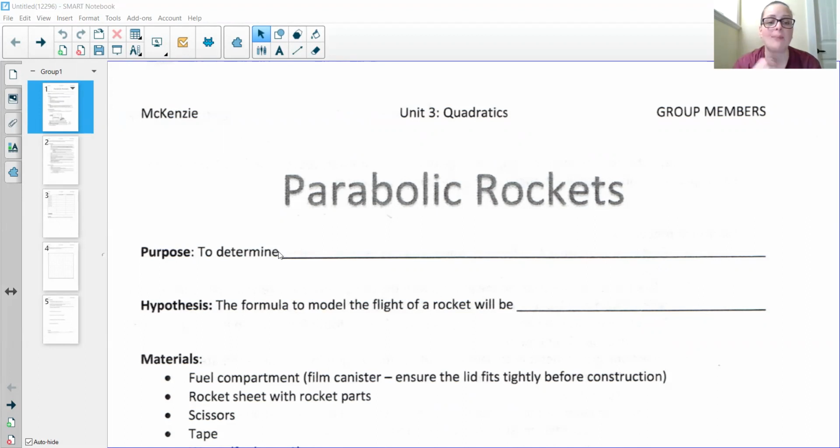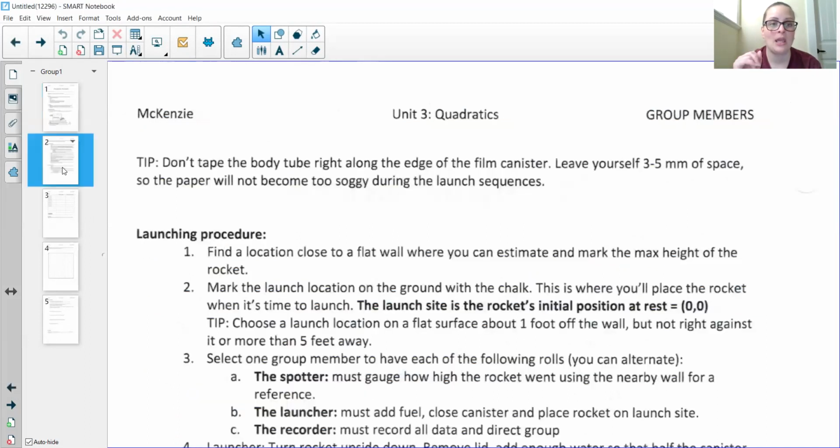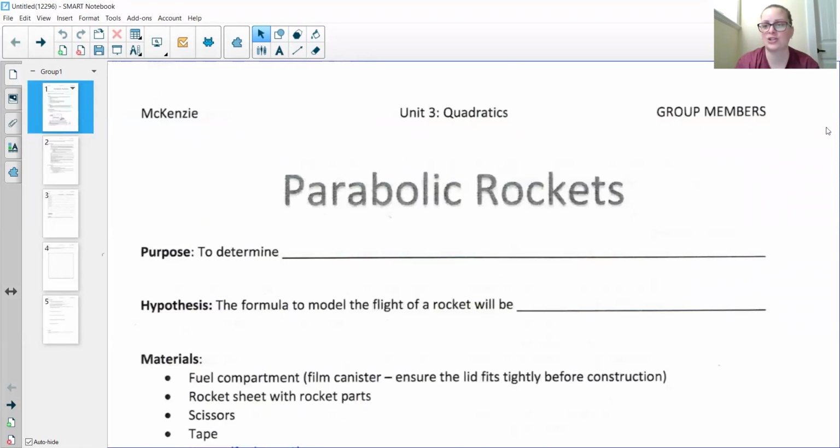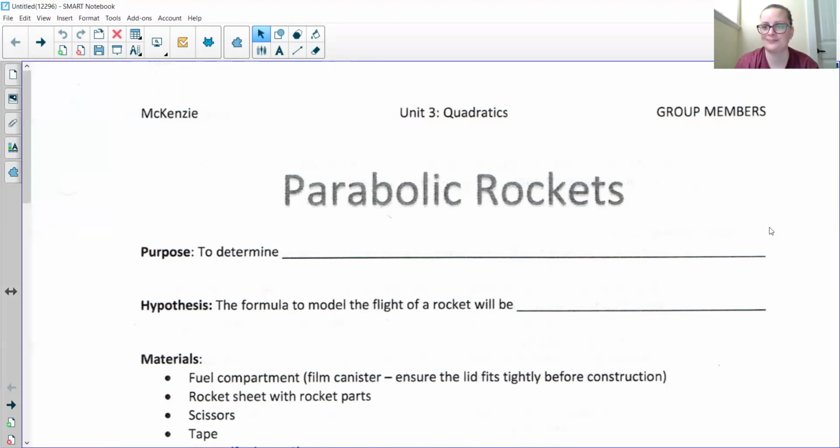The hypothesis, the formula to model the flight of a rocket: what kind of shape do you think it's going to make? It's going to be a parabolic equation. You don't have to estimate in your hypothesis what the numbers in the A, P, and Q positions are going to be, but you should be able to say what kind of shape or kind of equation it's going to be.